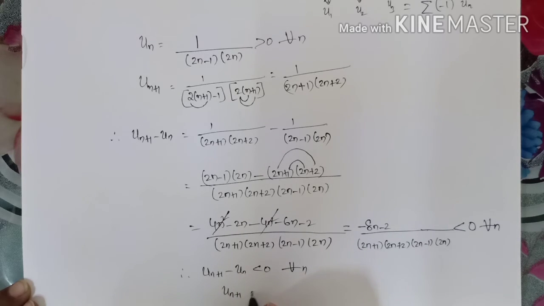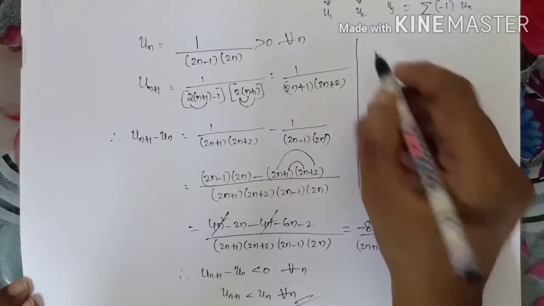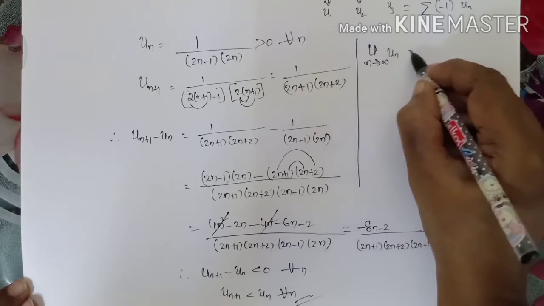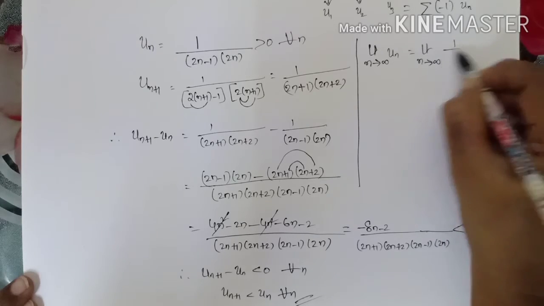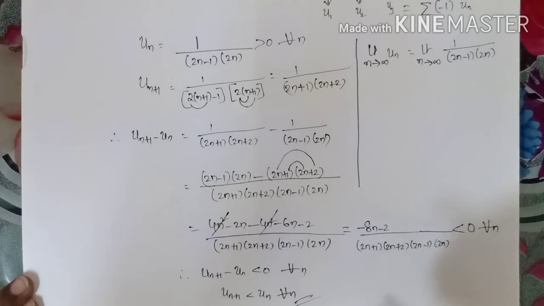u(n+1) is less than u(n) for all n. Therefore, each term is numerically less than its preceding term. The first condition of Leibniz test is satisfied. Now we will see the second condition. Limit n tends to infinity u(n), here is 1 by (2n minus 1) into 2n.